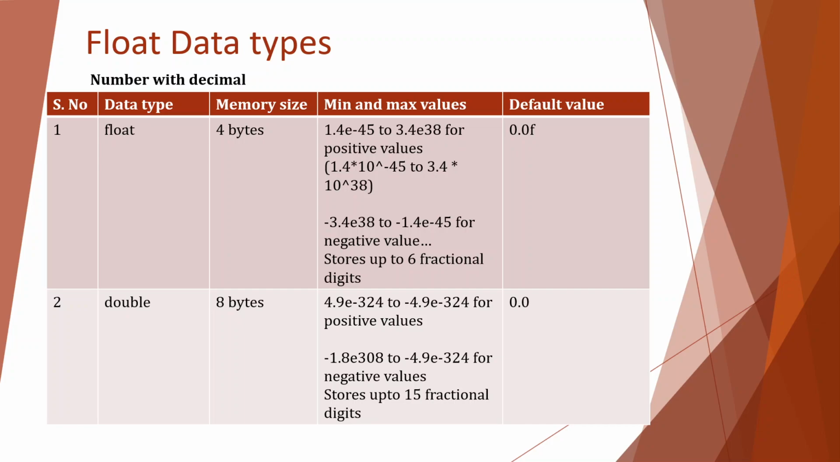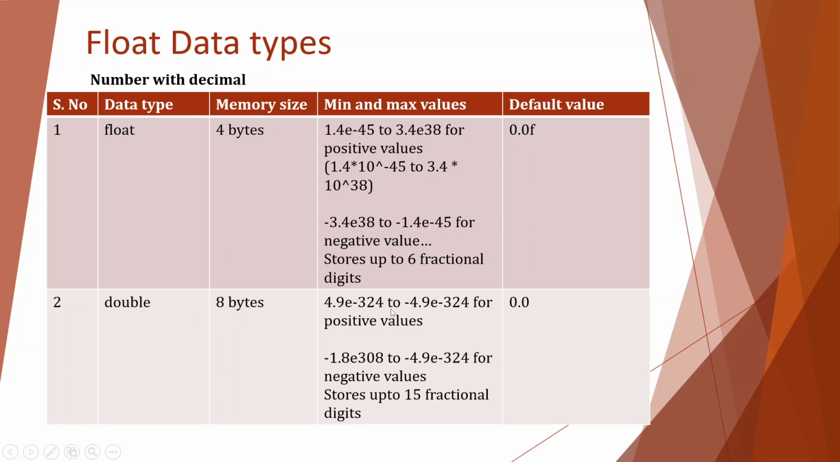After that, we added an f literal to the float variable value so that it will be treated as a float only. So double is the default data type if you don't mention anything. It stores up to 15 fractional digits. Here, float is allocating 6 fractional digits, right? Double will accept up to 15 fractional digits.